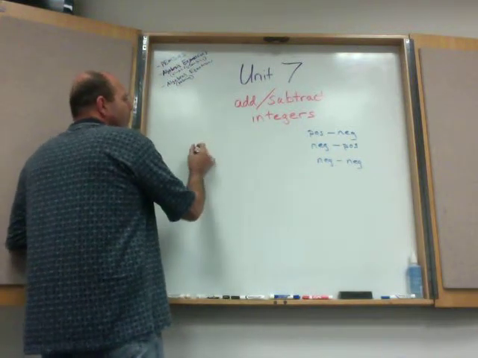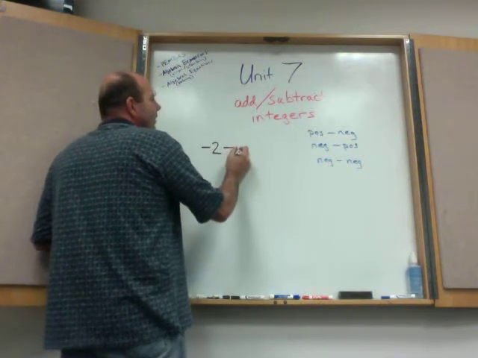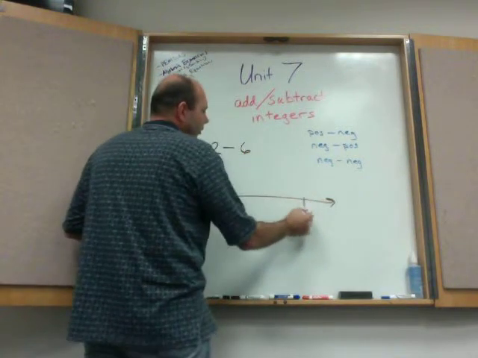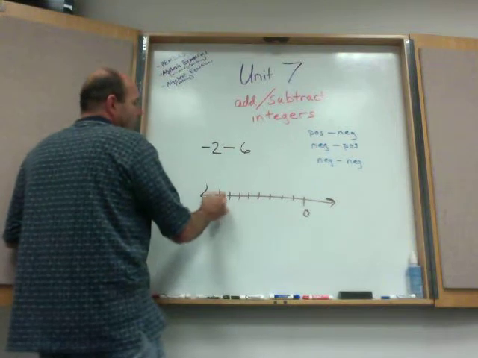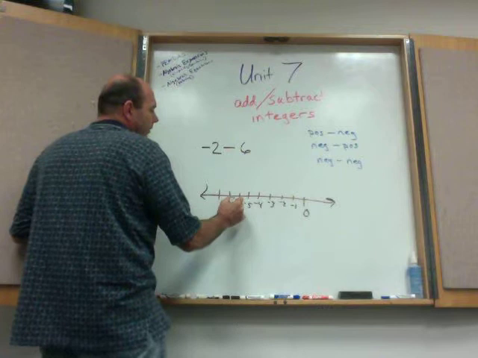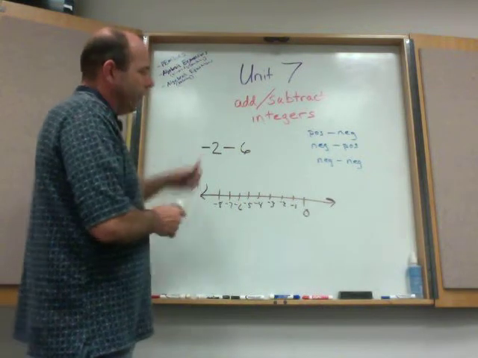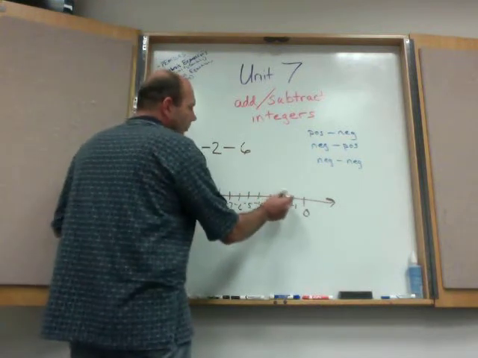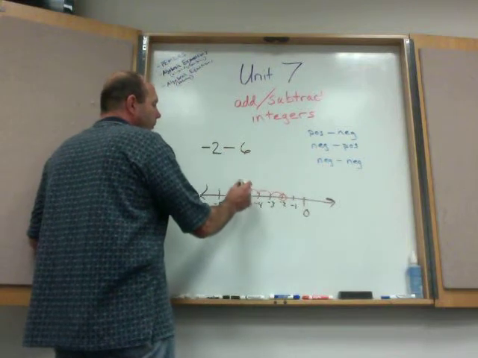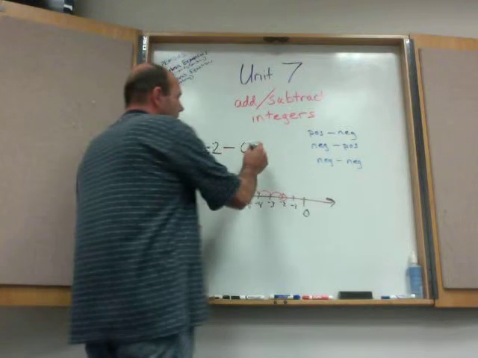Negative minus a positive. Negative 2 minus 6. 0, 1, 2, 3, 4, 5, 6, 7, 8, negative 1, negative 2, negative 3, negative 4, negative 5, negative 6, negative 7, and negative 8. Okay, I'm starting at negative 2, and I simply subtract 6. 1, 2, 3, 4, 5, 6. End up at negative 8.